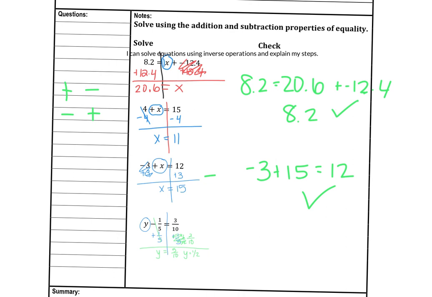All right, make sure that you check your work. You can either write it out or do it in your head, and make sure you are showing every single step, drawing that line, showing what you're doing to both sides to isolate the variable.